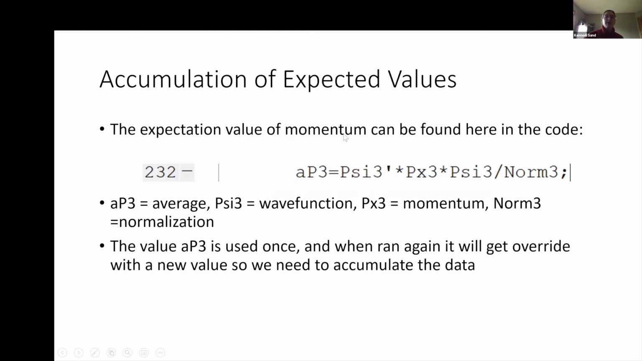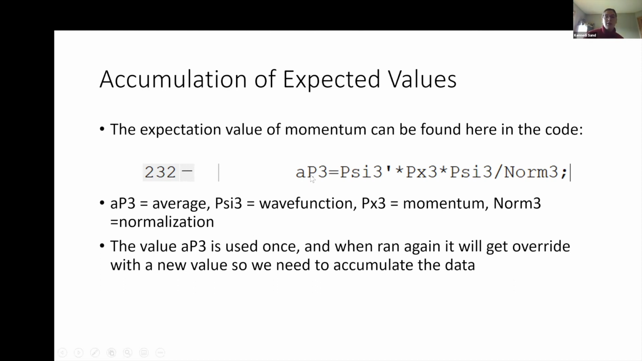And so for momentum, this can be found on line 232 for the expectation value. And this is AP3 equals PSI3 apostrophe times PX3 times PSI3 divided by norm 3. The AP3 is just the average, the PSI3 is the wave function, the PX3 is momentum, and the norm 3 is normalization.